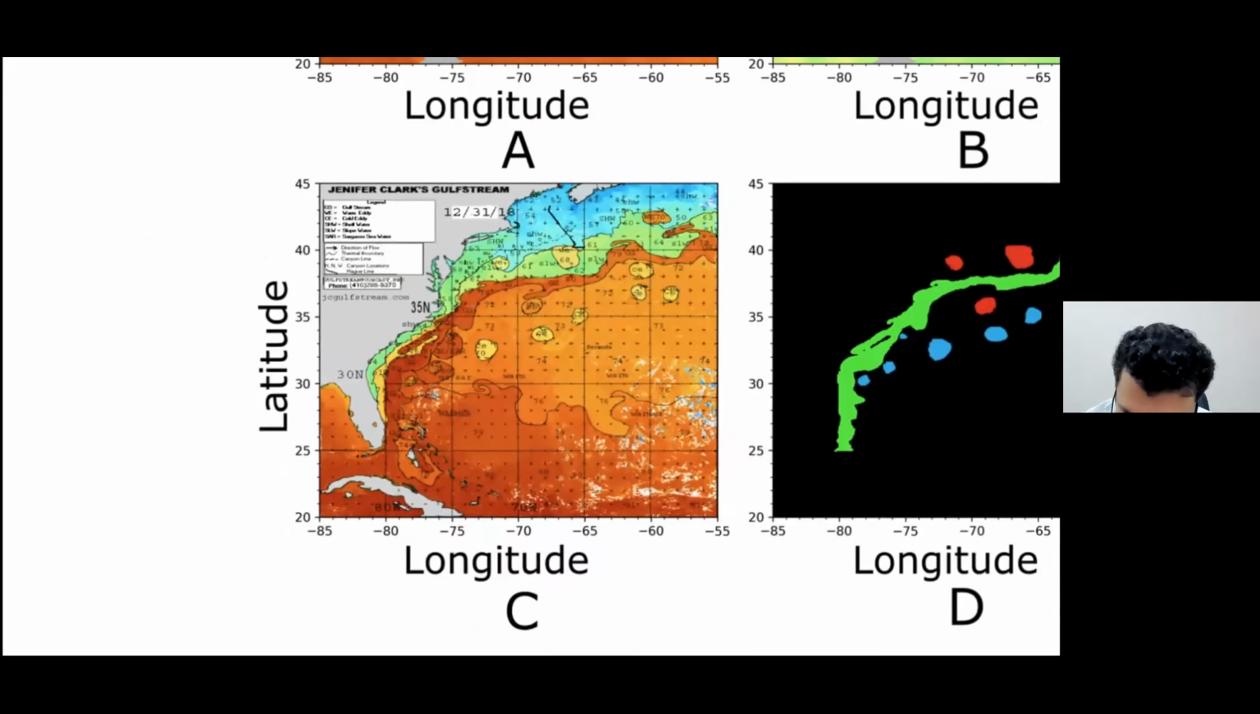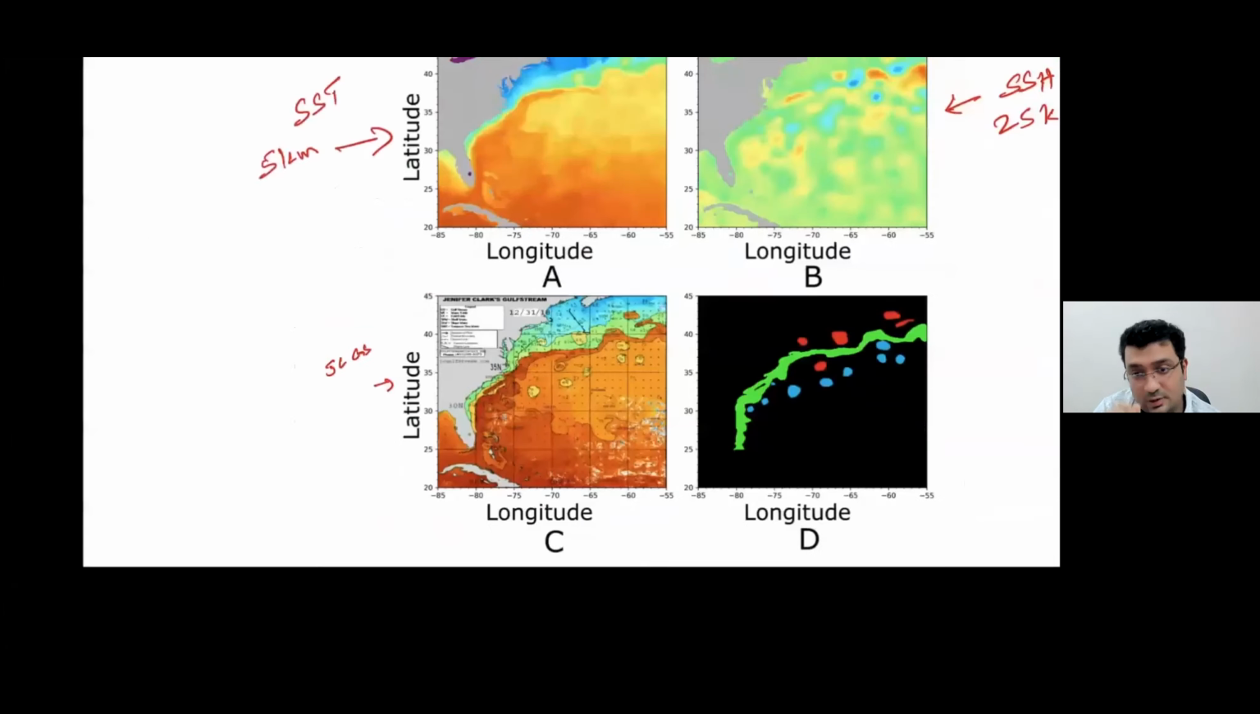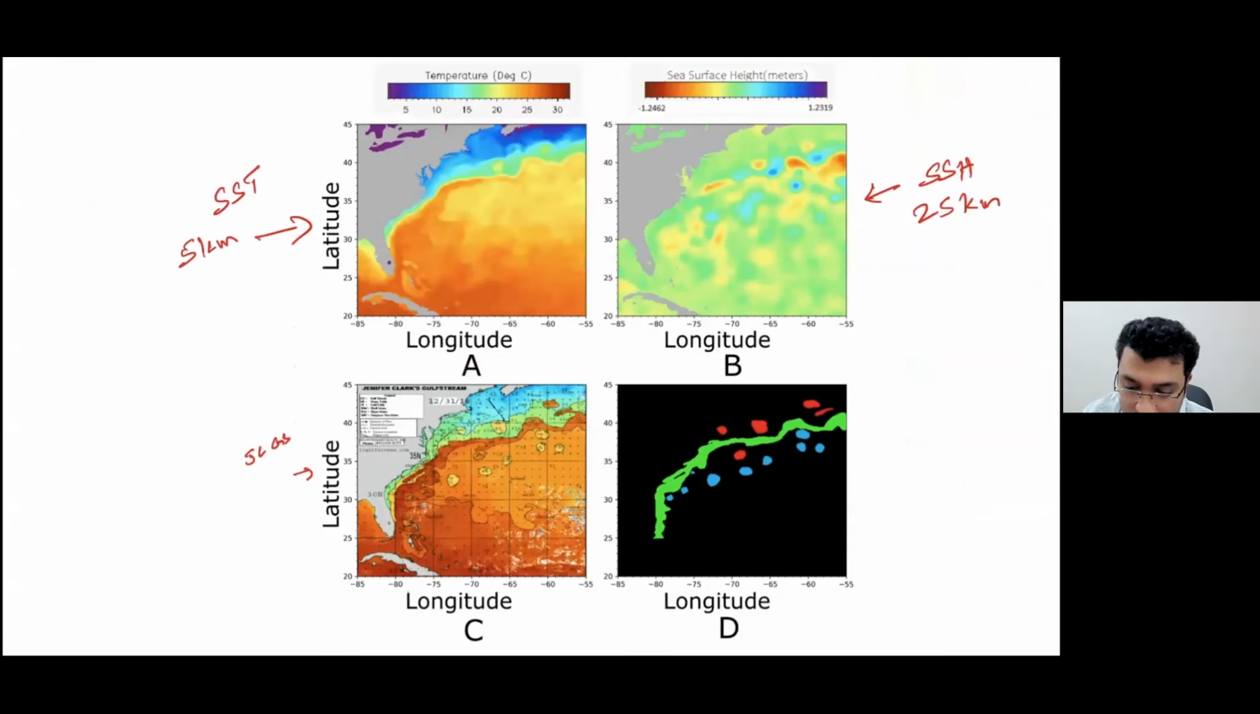What you see here is Jennifer Clark's Gulf Stream, a product by a person called Jennifer Clark, who is called the Gulf Stream lady. She draws this out by hand, just looking at the sea surface temperature and height. And she has been doing that for maybe 25, 30 years now. So that is the amount of human annotated data we have. What we needed to do was to somehow automate this process of a human analyst looking at it.